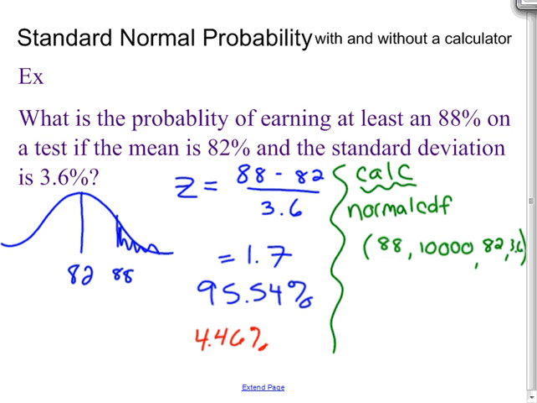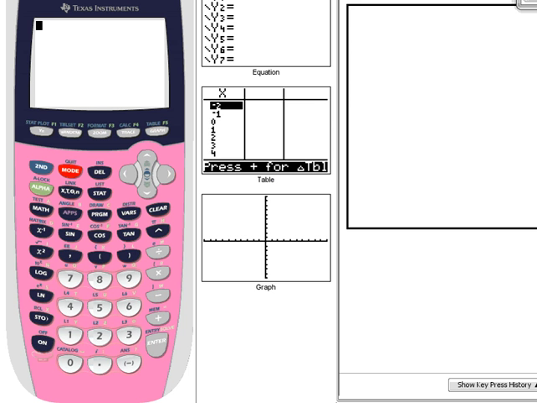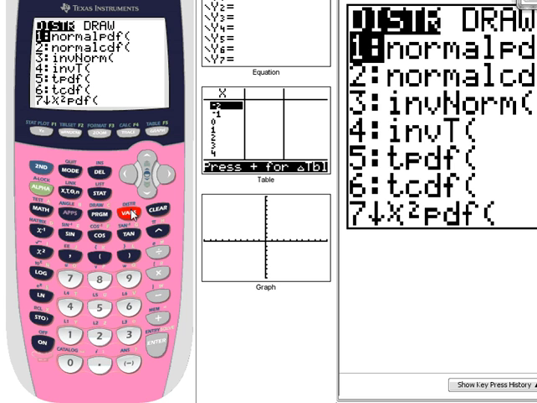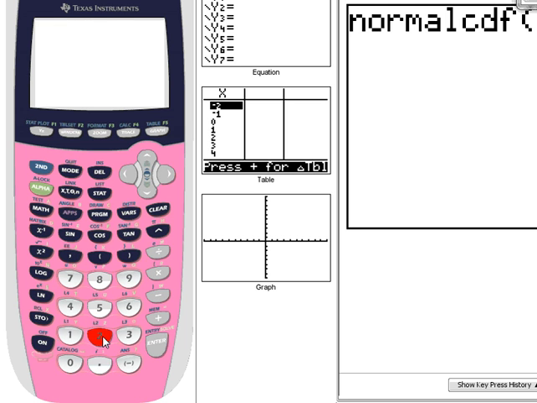So I'm going to type all of that directly into my calculator. So, calculator up. Normal CDF. Hit second, and then your vars. Normal CDF is number 2, not the PDF. PDF is at a specific location. CDF starts at 1 value and goes down, or between 2 values, excuse me.